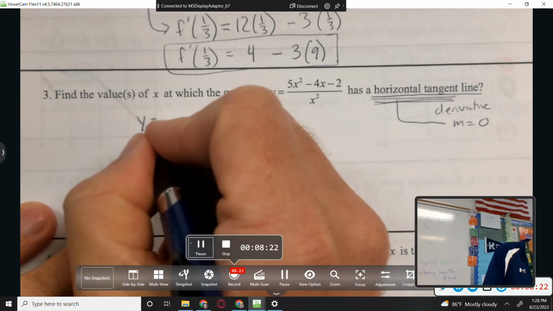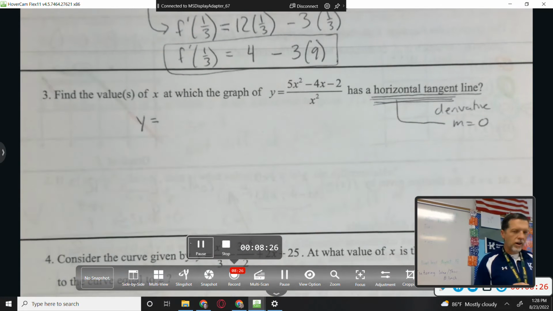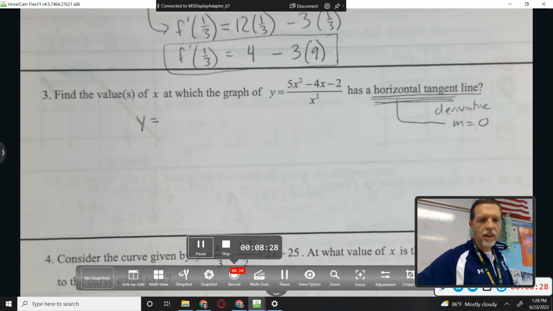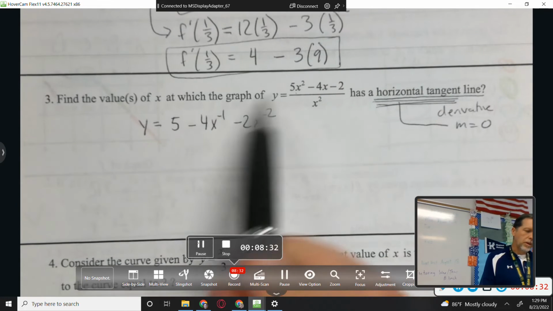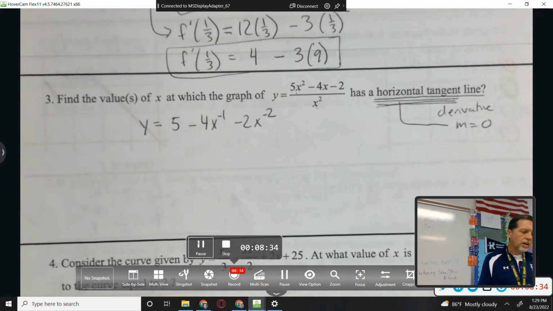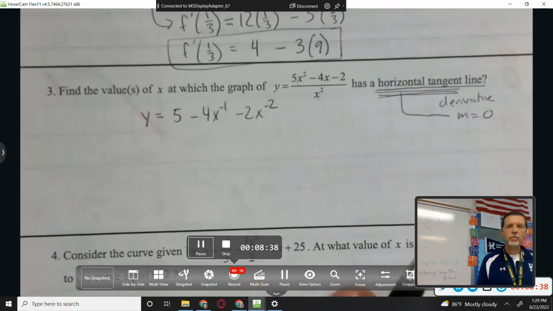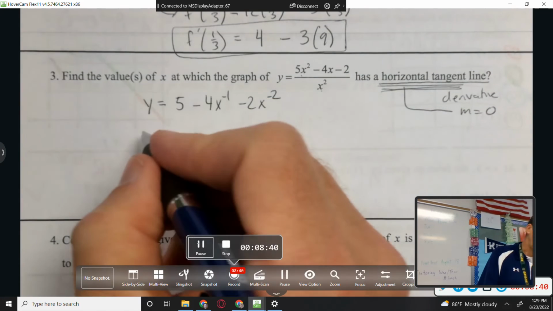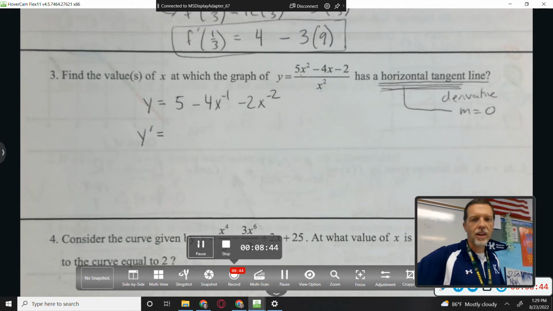But before we do that, we need to divide all the pieces by x squared. So let's divide each piece by x squared. So there's what we get when we divide each of them by x squared. We wrote them as powers because we want to use the power rule. So we've got to have everything as powers. So take a couple seconds to take the derivative of that, and then we'll get 3 more people to give us some answers.